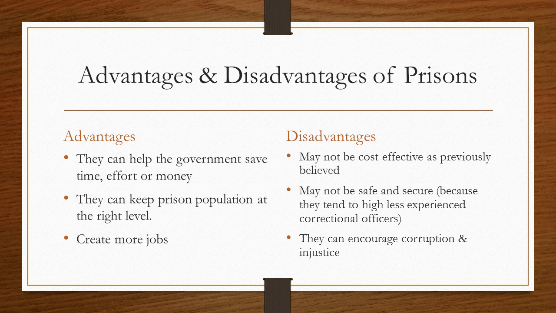There are some advantages and disadvantages of private prisons. Some advantages include saving the government time, effort, and money. They can keep prison population at the right level, and they can create jobs. Some disadvantages include not being as cost-effective as originally thought, may not be safe and secure, since they tend to hire less experienced officers, and they encourage corruption and injustice. The Department of Justice ordered the Bureau of Prisons to begin phasing out the use of private prisons. Private prisons are inhumane profit machines where the bottom line is often more important than people's lives.